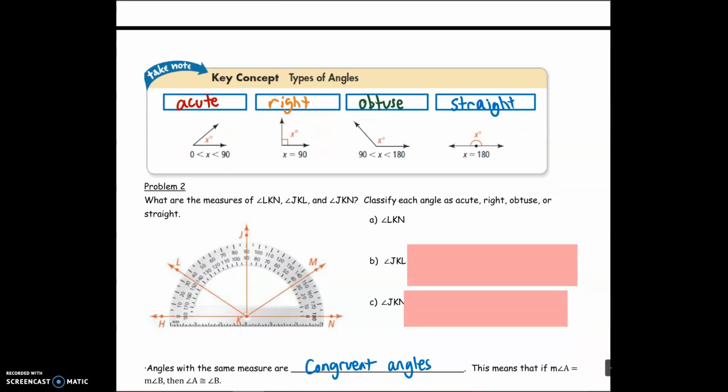So we have angle names. Sure, a lot of you have seen the names of these different types of angles before if I want to classify them.